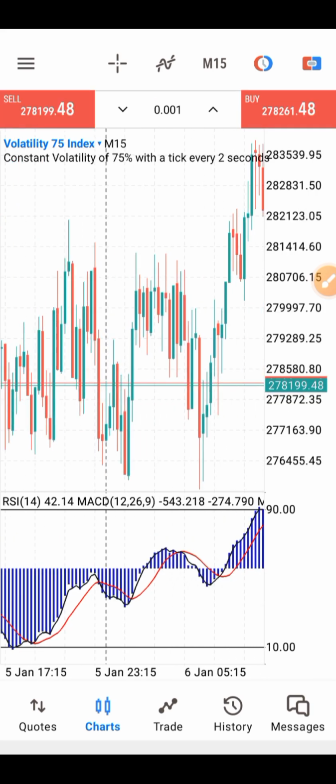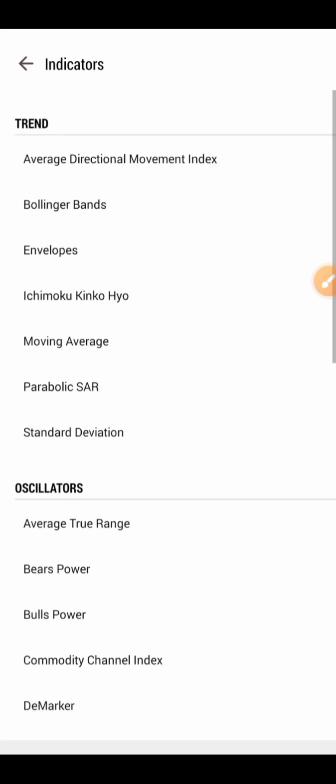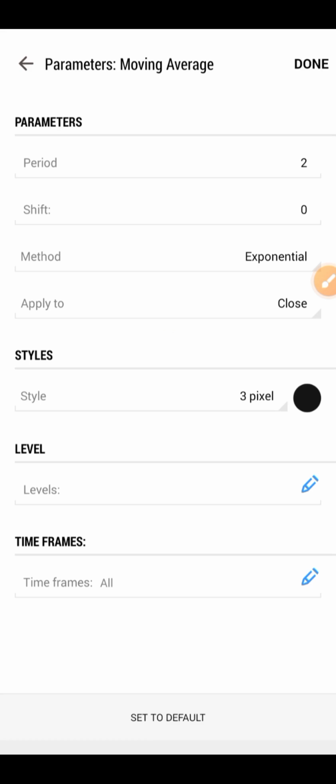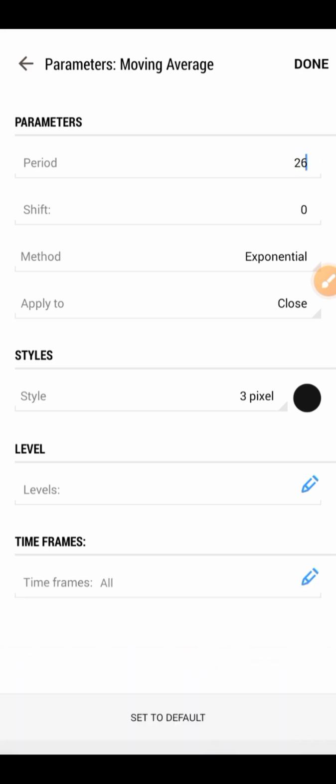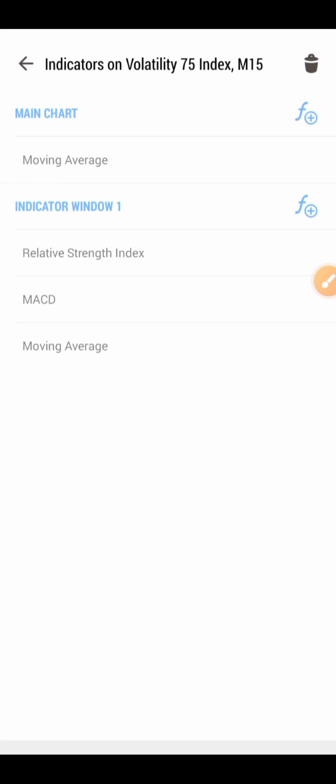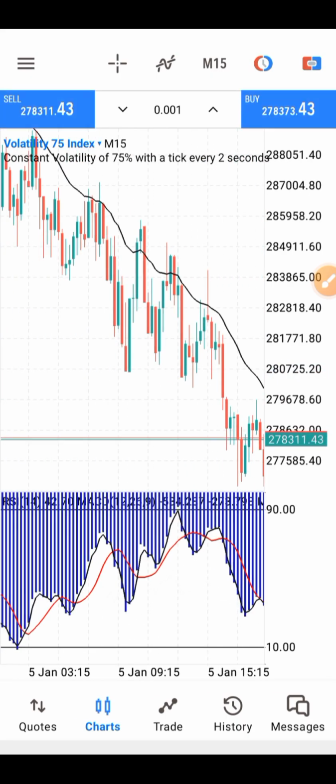So go back to where we add indicators. In front of the main chart, click on the F plus. Then we need the moving average again. The moving average we are using now is 26. Leave it like this. You can change the color if you wish, then click on done. Go back to the chart. Now we have our moving average.